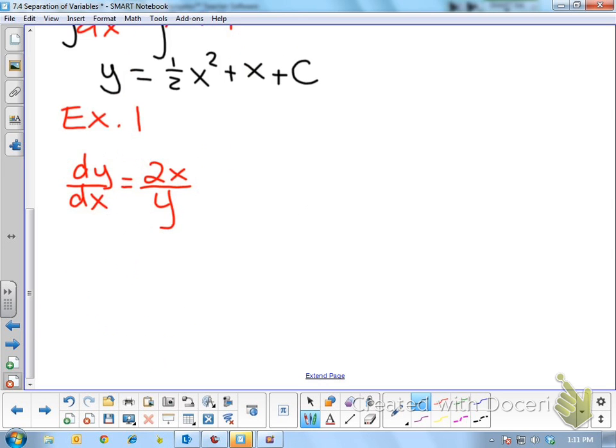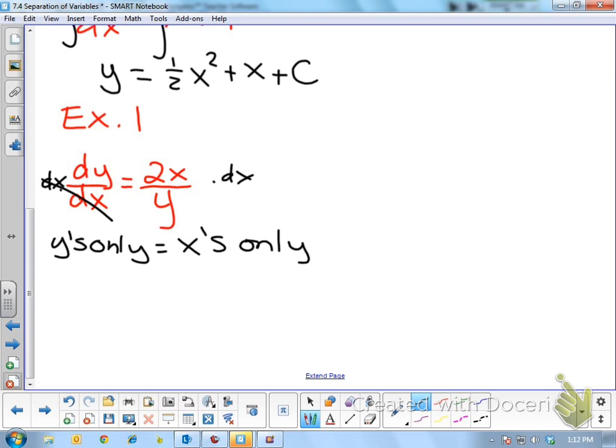So, I want to get all my y's on the left side, all my x's on the right. I want y's only equal to x's only, including my dy and my dx. So what do I need to move? Dx needs to move because right now it's on the y's only side, and we want it on the x's only side. So we multiply by dx.